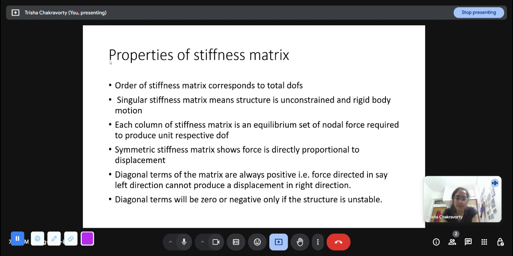Each column of the stiffness matrix is an equilibrium set of nodal forces required to produce a unit displacement respective to a degree of freedom. A symmetric stiffness matrix shows that force is directly proportional to displacement, which is what we will be encountering in this course. Diagonal terms of the matrix are always positive. That is, force directed in say left direction cannot produce a displacement in right direction, and diagonal terms will be zero or negative only if the structure is unstable.